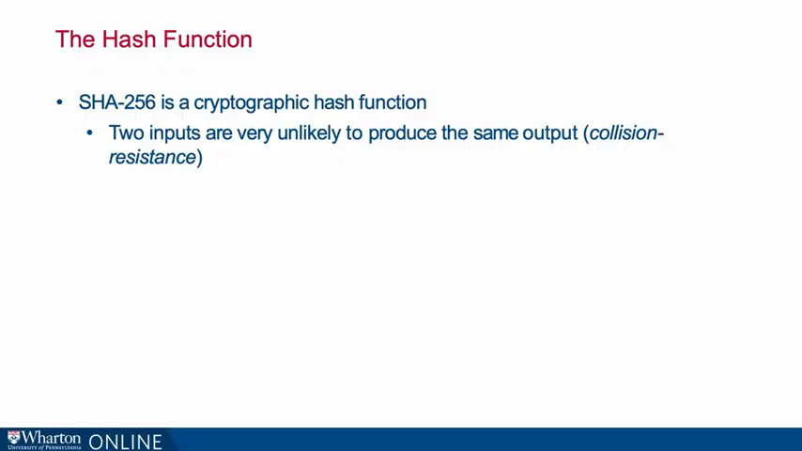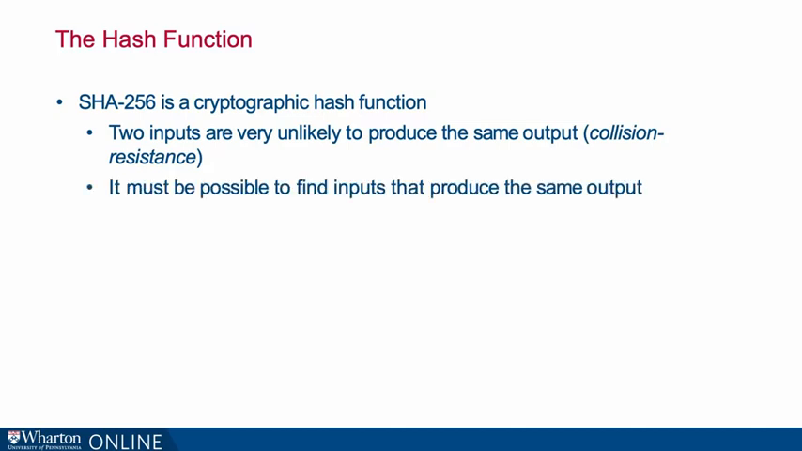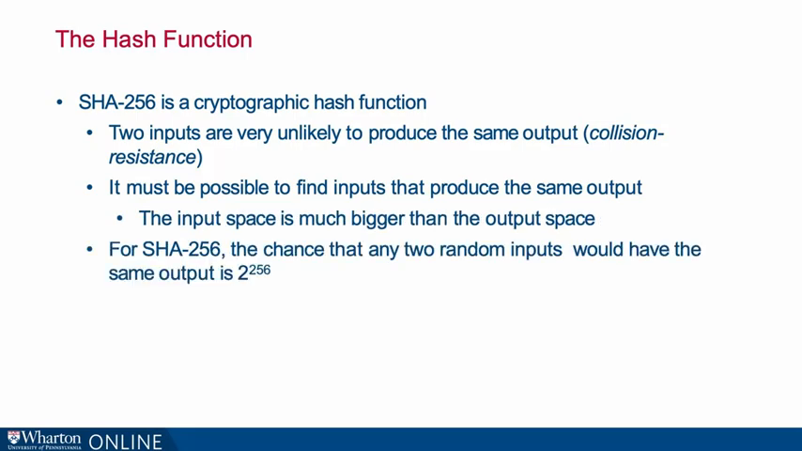The fact that it's a cryptographic hash function means 2 inputs are very unlikely to produce the same output. That means it's collision resistant. Now, it must be theoretically possible to find inputs that produce the same output because the input space is much bigger than the output space. The output space is all 256-bit numbers. The input space is virtually anything you could type in a computer.